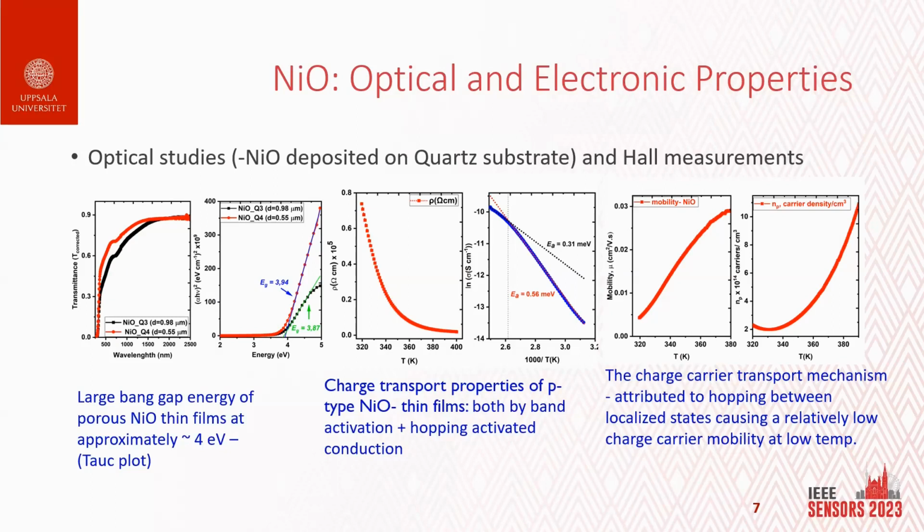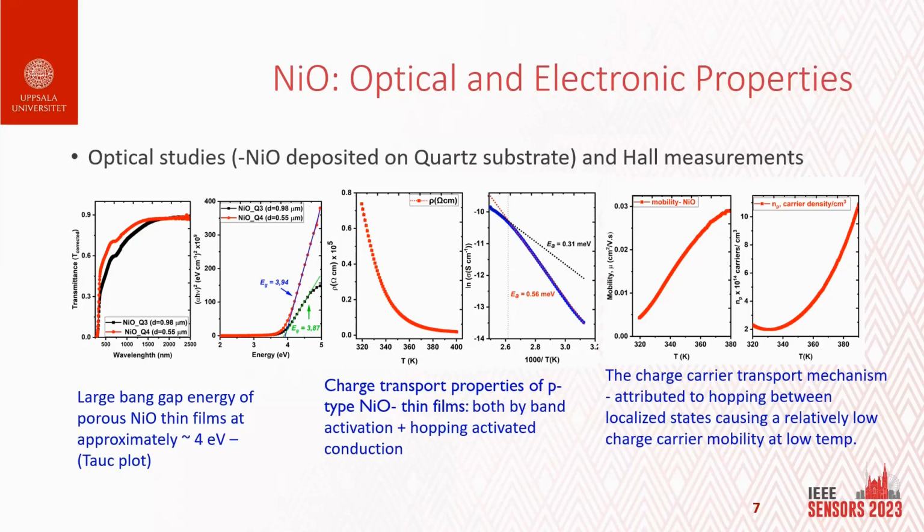We look into the mobility of the nickel oxide too. It increases with temperature, and then it reaches a plateau where there is a change of the conduction mechanism. Maybe it could be band activated, or maybe it is a hopping mechanism at lower temperatures. The charge carrier transport mechanism is attributed to hopping between the localized states, causing a relatively low charge carrier mobility, which is very low at low temperatures. This is very important when working with nickel oxide: at what temperature we have to look for the mobility or the carrier density maxima.